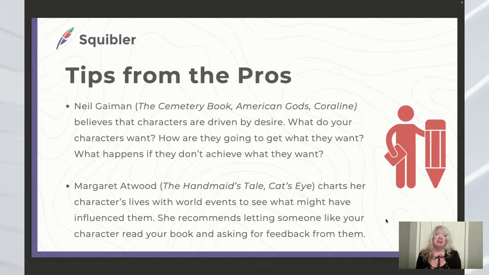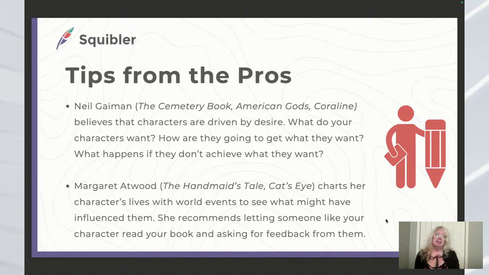So Neil Gaiman is not alone in this. He believes that characters are driven by desire. So he advises that you ask what your characters want, and then how are they going to get what they want, and what happens if they don't achieve what they want. So that's something to keep in mind. Margaret Atwood charts her characters' lives with world events. She often writes in different time periods, either in the far future or in the past, as she did with one of her novels as well. So she likes to chart world events and then how her characters will react.